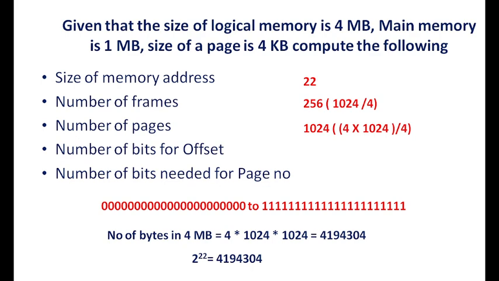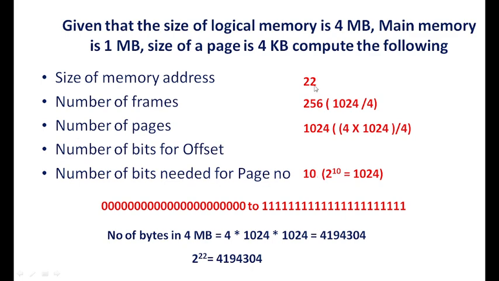So how many bits are needed to represent the page number? We already know that the size of each page is 4 KB. And we have also calculated that there are 1024 pages in total present in the logical memory. So we have to calculate how many bits are needed to represent 1024 pages with unique addresses. Again we have to use the 2 power logic. So 2 power 10 is equivalent to 1024. As a result, the number of bits needed for representing the page number is 10 bits.